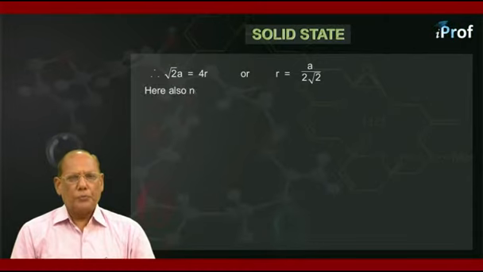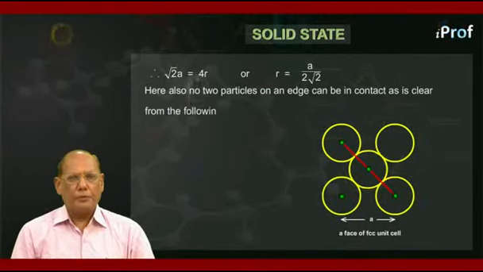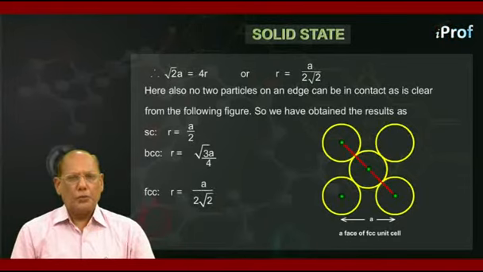Here also, no two particles on an edge can be in contact, as is clear from the following figure. So we have obtained the results as: simple cubic, r equals a by 2; BCC, r equals root 3a by 4; FCC, r equals a upon 2 root 2.